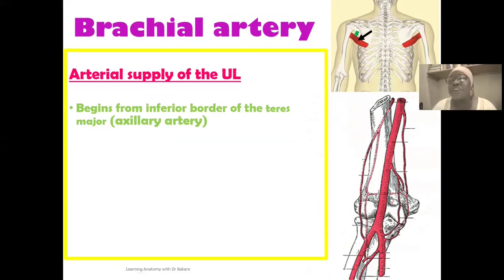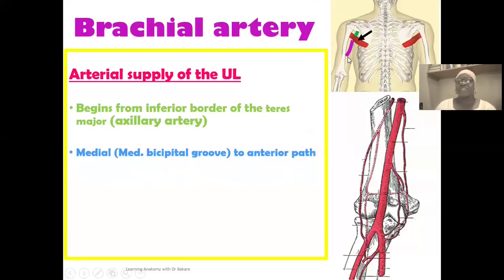Just around the inferior border of this teres major, we have the continuation of the axillary artery, and at this point it will be referred to as the brachial artery. So this is where we have the emergence of the brachial artery, specifically at the inferior border of the teres major. And this is what is highlighted here at this point.